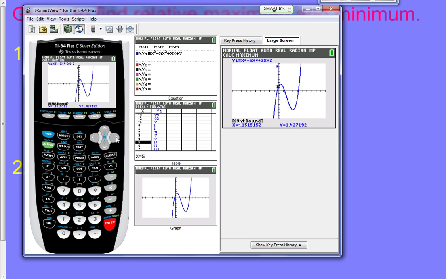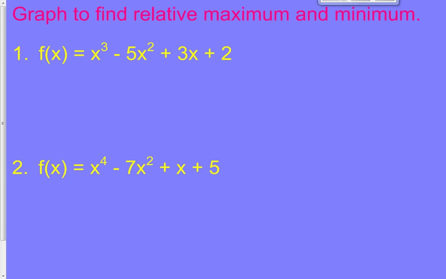Now it wants me to go to the right side of it. So scroll right, scroll right, scroll right, and now I'm on the right side of my maximum. I press enter. Now it wants me to guess, so try to put your cursor right on top of your maximum and press enter one more time. And there it is. Our maximum point is at the ordered pair 0.33 for my x-coordinate and 2.48 for my y-coordinate. So that's going to be my answer for my relative maximum.